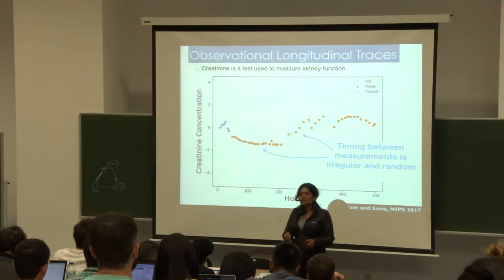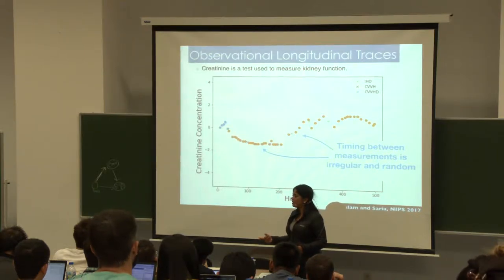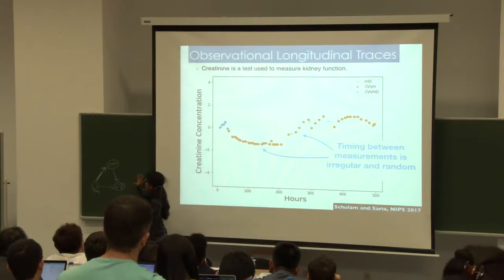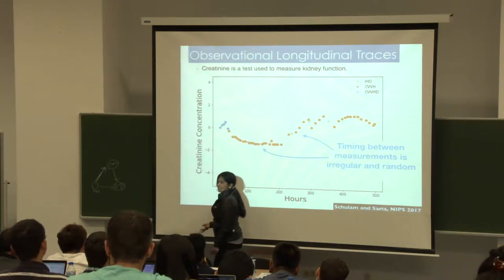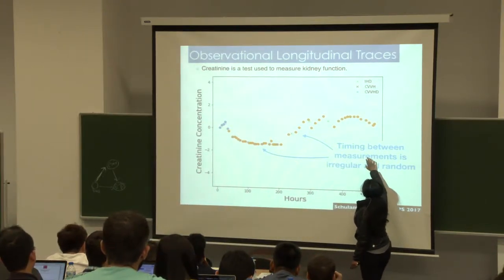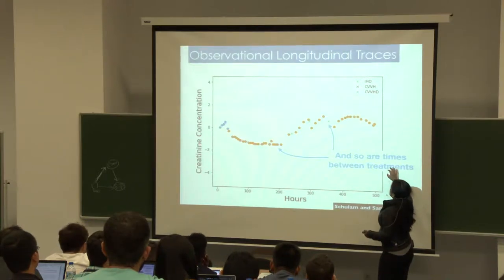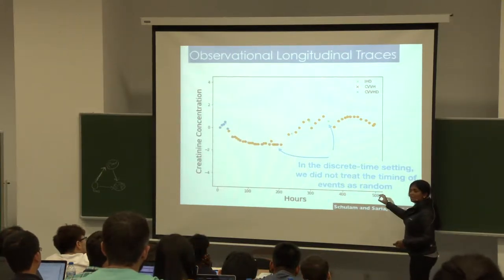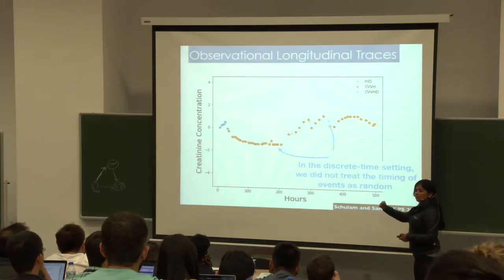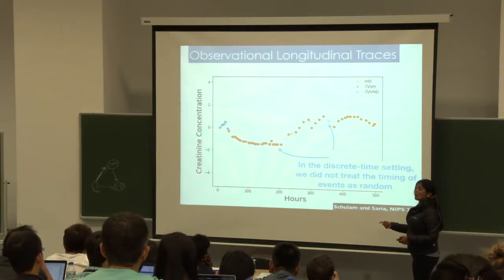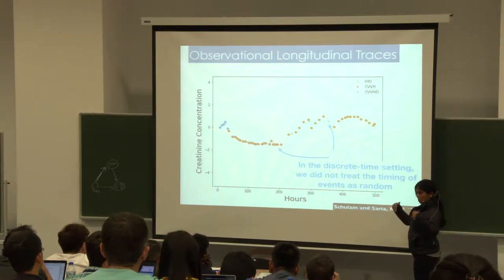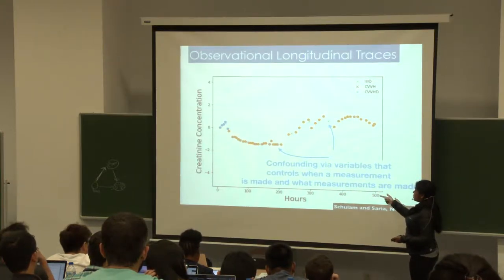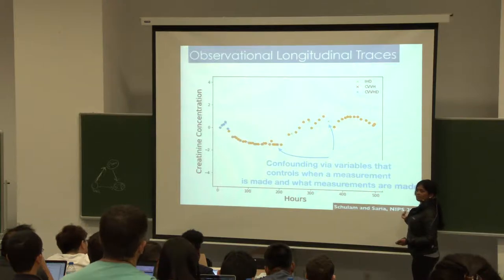Because if it's not in the data, then I have some version of unmeasured confounding. Do you agree? So that's it. All I did was take the sequential version of this and expand it to incorporate further ideas. The idea is that timing between measurements is irregular and random, and so are times between treatments. In the discrete-time setting, we did not treat timing as random. Now the timing is also random, and the factors driving timing become additional potential confounders. So you have to control for them explicitly: the variables that control when a measurement is made and what measurements are made.